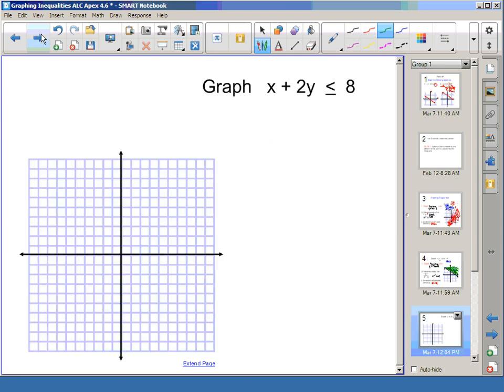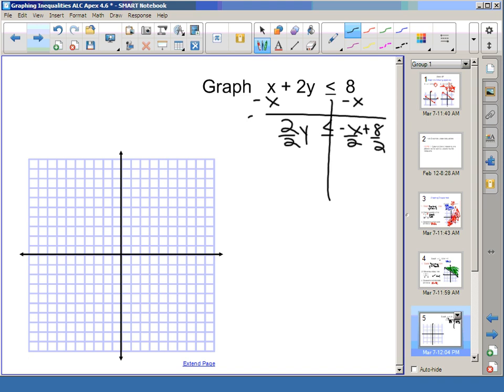All right, let's look at this one. Now what's a little bit different here is it's not in slope-intercept form. So we're going to have to take some extra time and just move this x over. We'll get 2y is less than or equal to negative x plus 8. Divide by 2. So y is less than or equal to negative 1/2 x plus 4.